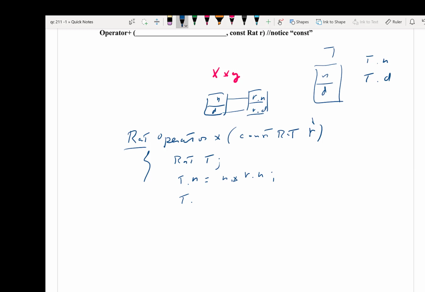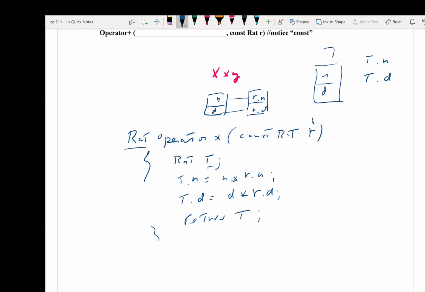And t dot denominator is going to be the denominator times r dot denominator. And then as before, I'm going to be returning my rat t. And that's the whole story. So I'm going to ask you to finish this class up. We have add, we have multiply. I'm going to ask you to do subtract and then divide.